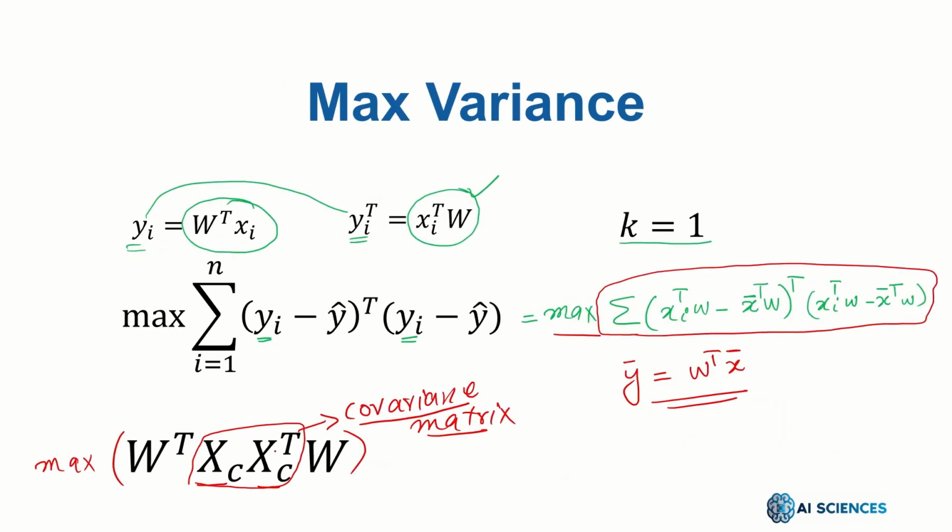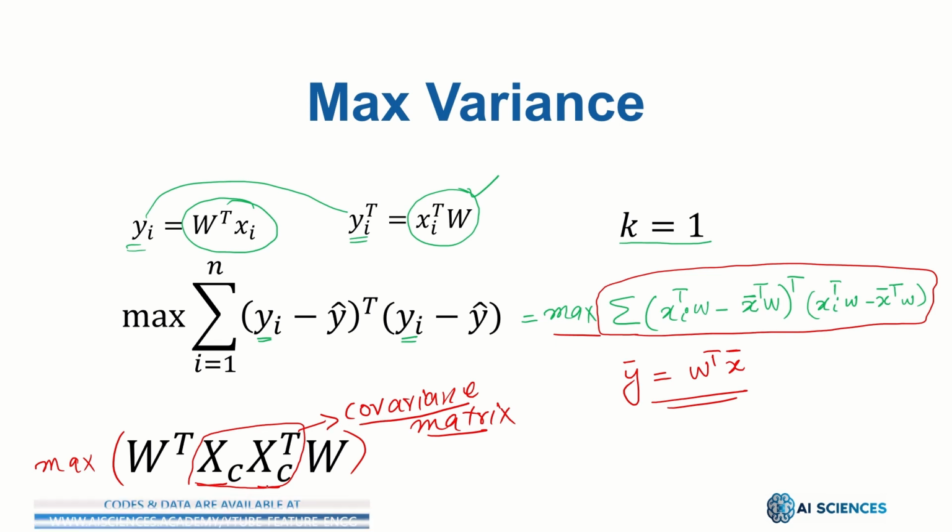If you multiply Xc with Xc transpose, that famous matrix is sometimes called the covariance matrix. It has many properties. It is positive semi-definite, all its eigenvalues are non-negative, its eigenvectors can be computed as orthogonal, and it has a lot of other properties.